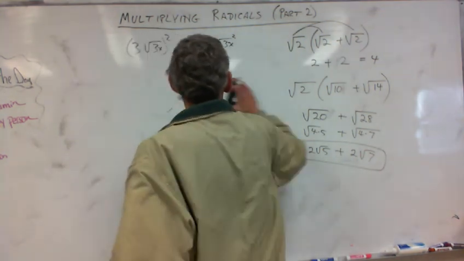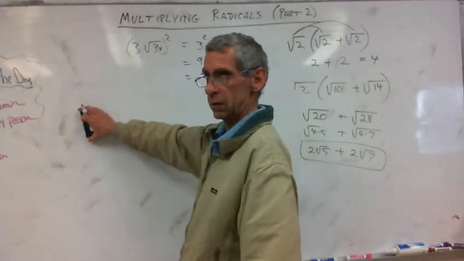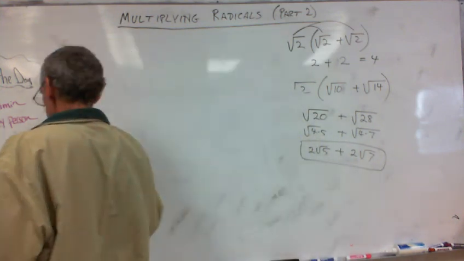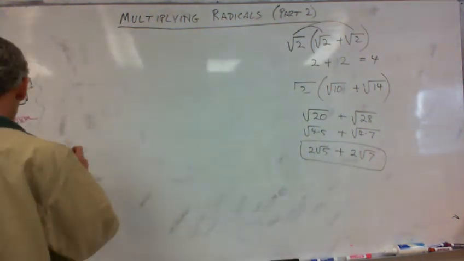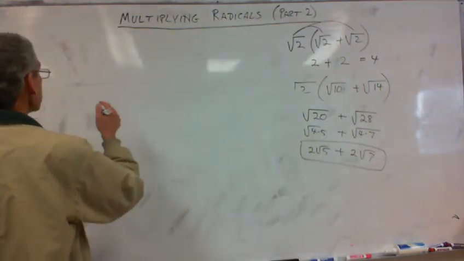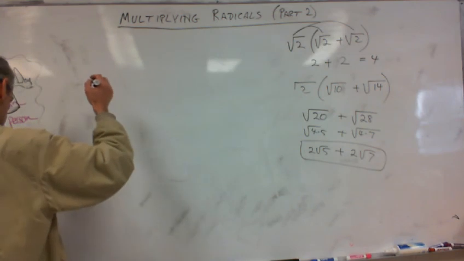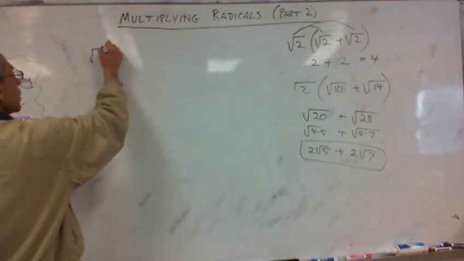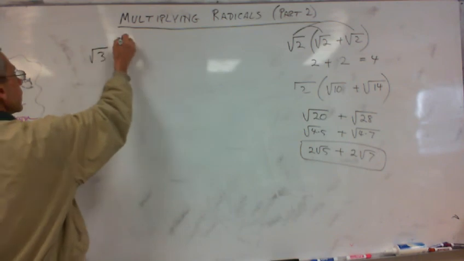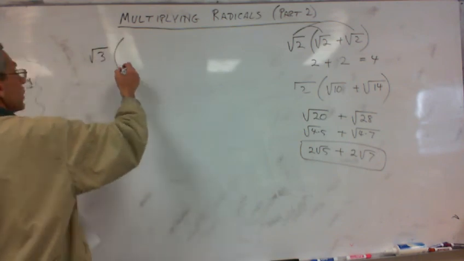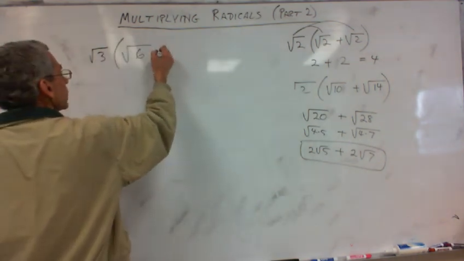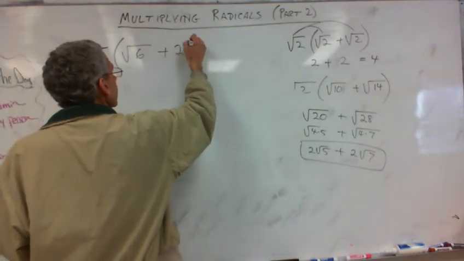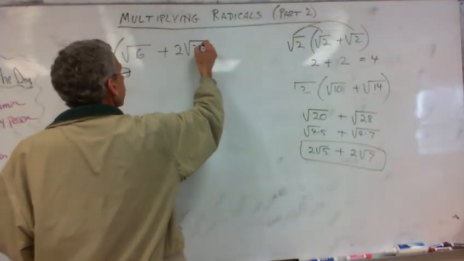Alright. Let me think. What if I gave you something like this? Square root of 3 times the square root of 6 plus 2 times the square root of 24.